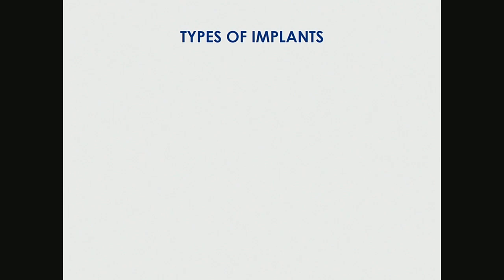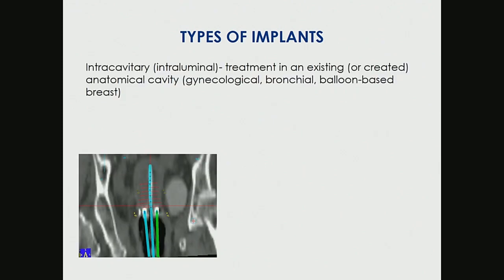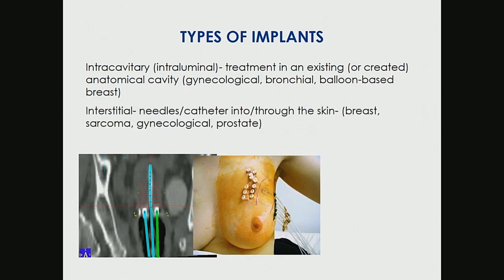In terms of types of implants, there are intracavitary or intraluminal implants, where the treatment is in an existing or created anatomical cavity. So we're talking about gynecological treatments, bronchial treatments, esophageal, and then balloon-based breast treatments where we place the balloon inside the seroma cavity. That's a cavity that's been created within the patient.